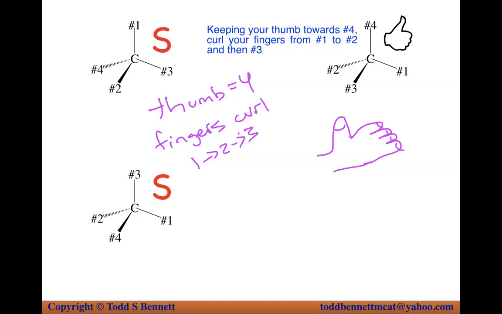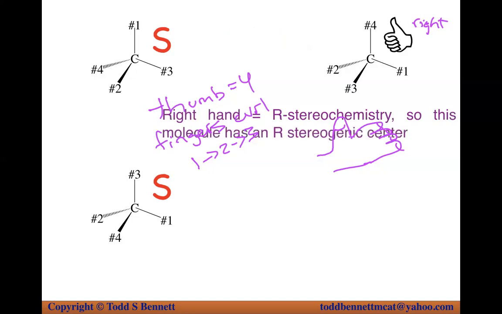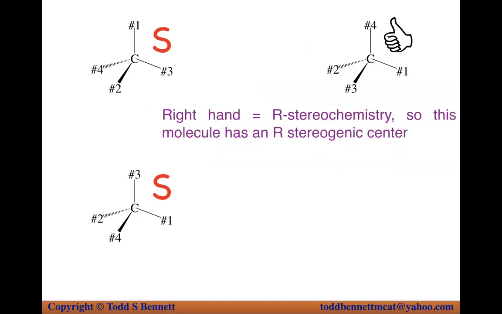So now with my thumb towards number 4 still, my fingers are curling naturally 1 to 2 with a right hand. Because this is a right hand that does this, it ends up right hand equals R. So let me get rid of everything that's in the way, because that's the most important thing there. If your right hand curls with your thumb towards number 4, if your fingers curl 1, 2, 3, it's an R center. This is by far the easiest way to get it in the plane.